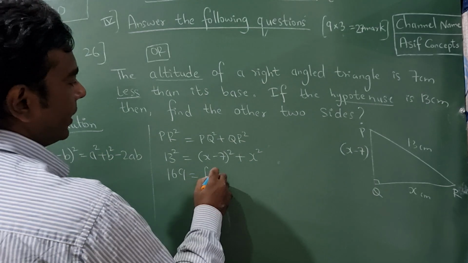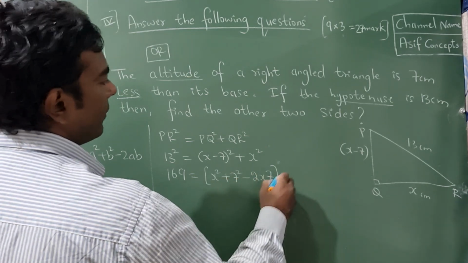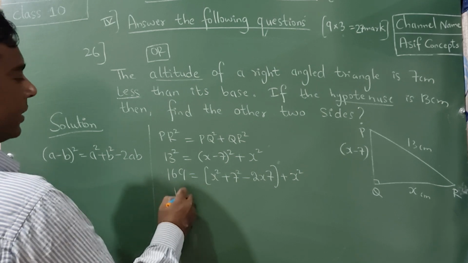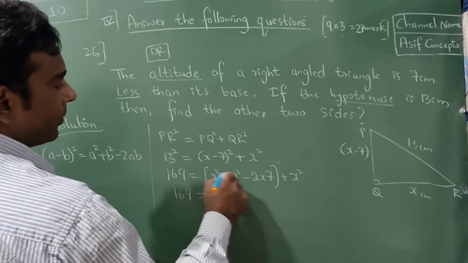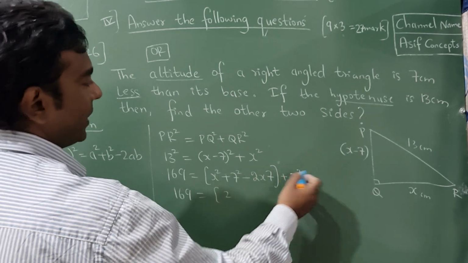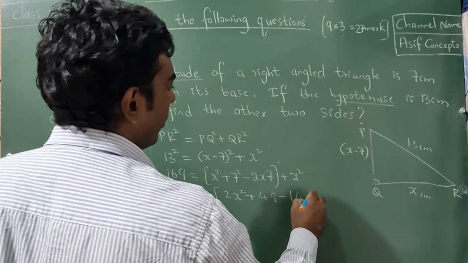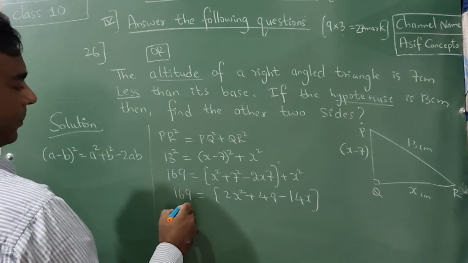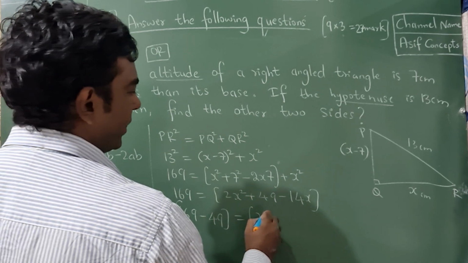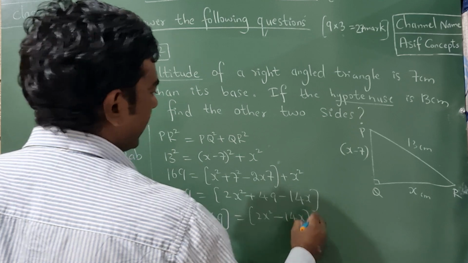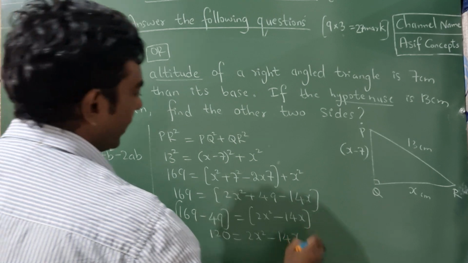Okay. So how am I going to write? x square plus 7 square minus 2 into x into 7, plus x square. So here 169 is equal to x square plus x square, which is 2x square, plus 49 minus 14x. Take this 49 to the other side, so it will be minus 49. So this will be 2x square minus 14x.